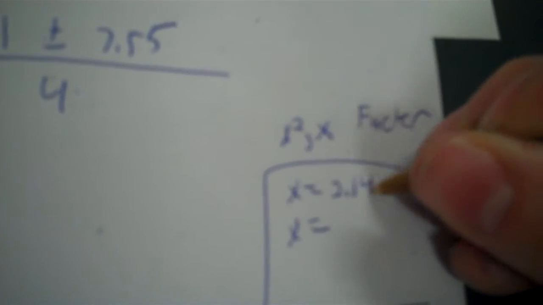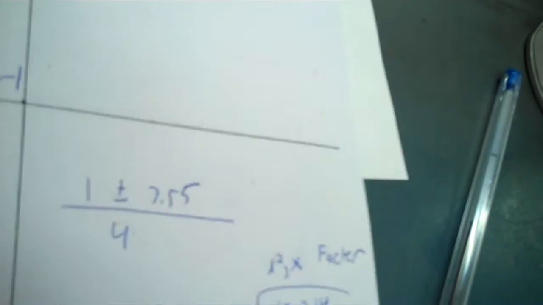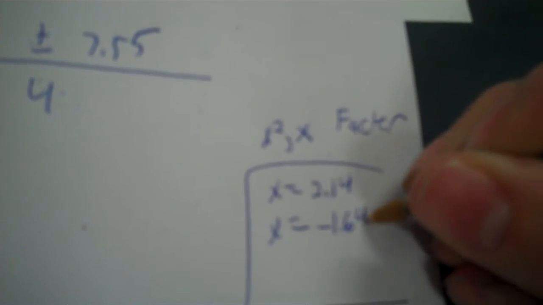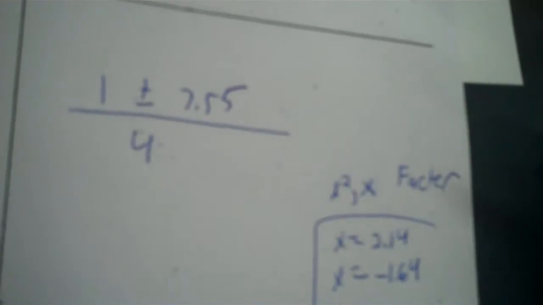2.14, just rounded to 2 decimal places. These are irrational answers. That's why you weren't getting the answer off the chart. Then you take 1 minus 7.55 and then divide by 4. That's -1.64. So then you go back and do minus. That's why it says plus minus.